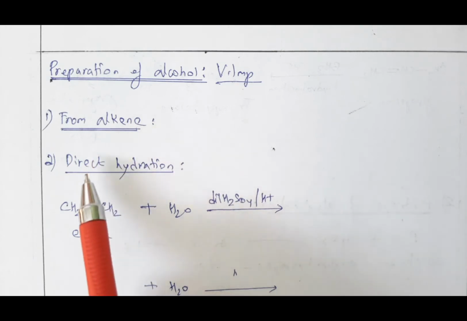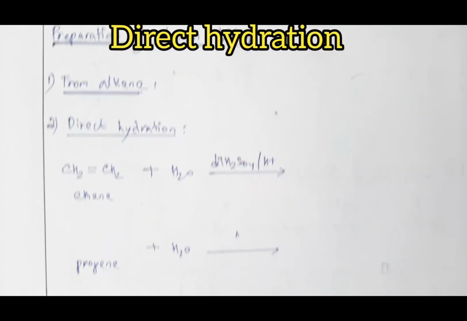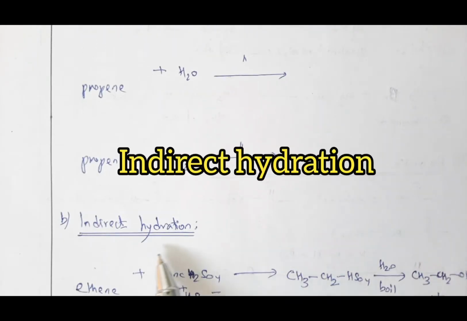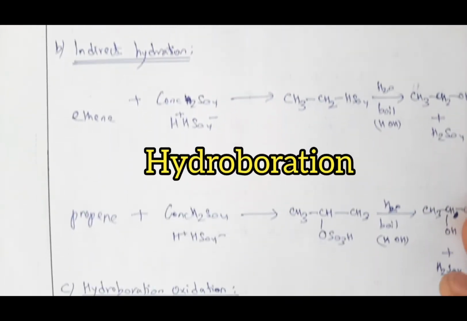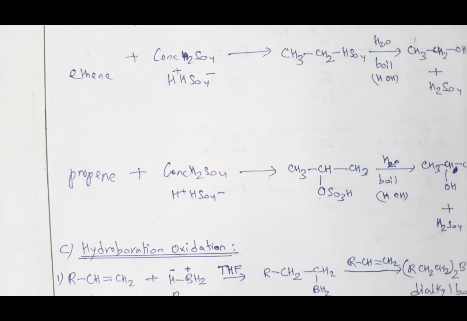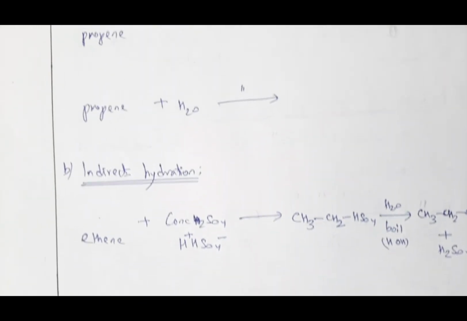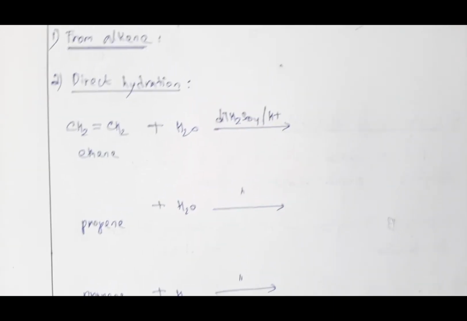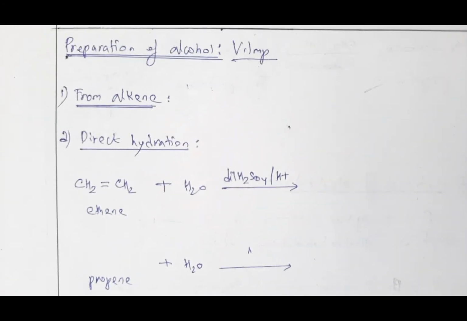from alkene. Number one, by direct hydration; number two, by indirect hydration; and number three, by hydroboration-oxidation. So these are the three methods to prepare alcohol from alkene. Let us go with the first method today: how to prepare alcohol by direct hydration.